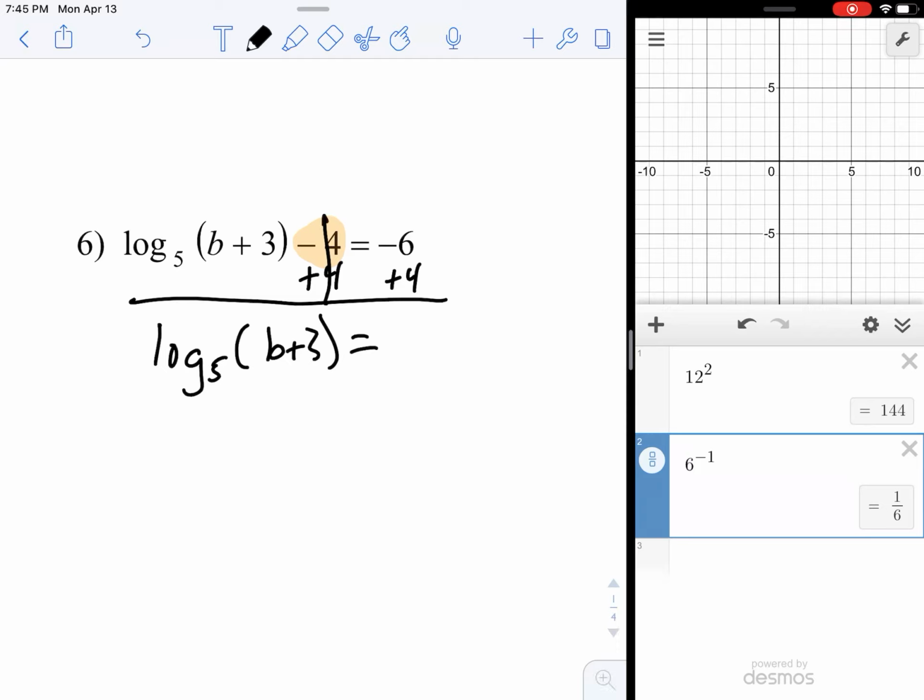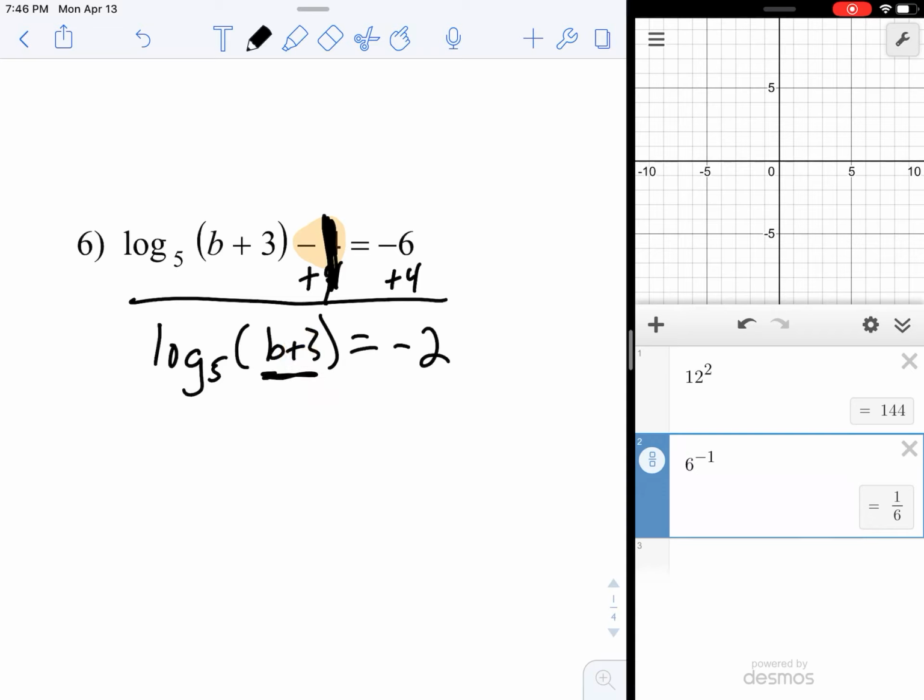So I added 4 to cancel this out. Add 4 to the other side. Negative 6 plus 4 is negative 2. Now you might look at that plus 3 right here and say, well, I guess it's time to minus 3 to cancel that out. That's not exactly right.